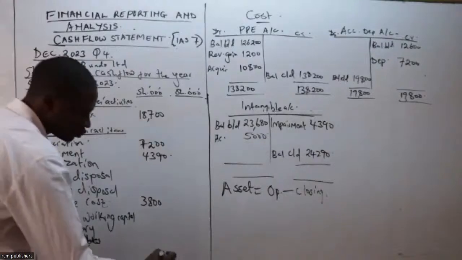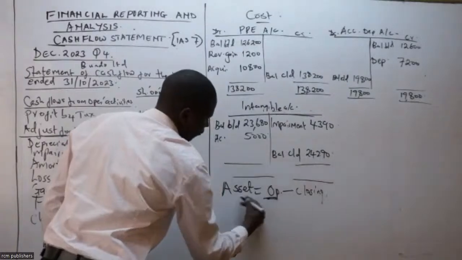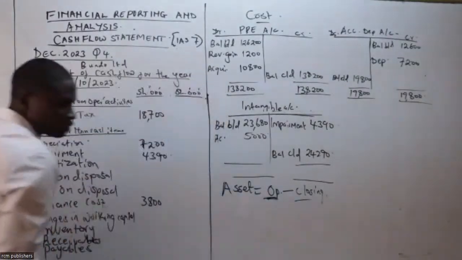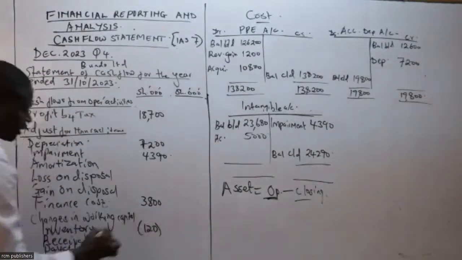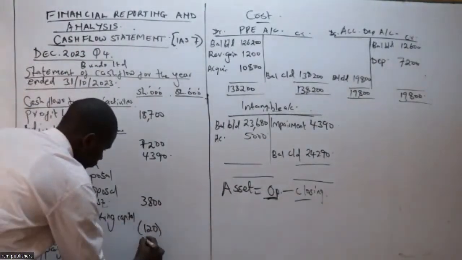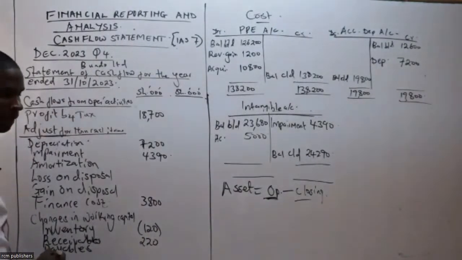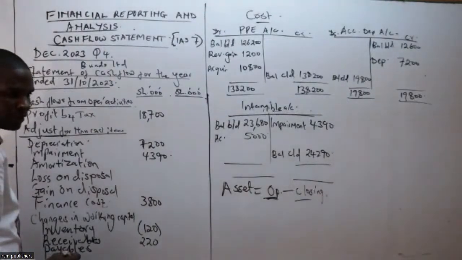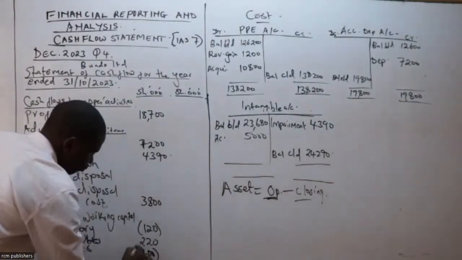Inventory was minus 120. For those who just joined, take the opening of the inventory and then less the closing of the inventory. You get 120, which is an outflow. What about the receivable? Receivable was 220, which is an inflow. And the last one, the payable: 400, which was an outflow.